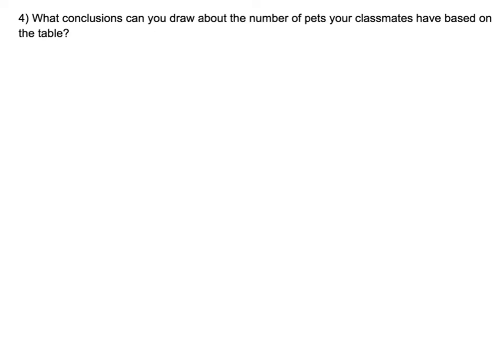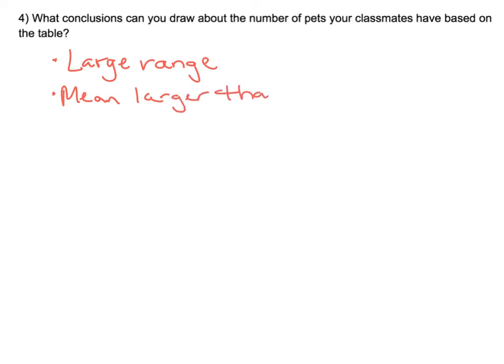So that's something that you can make note of, okay? A large range, and you want to write down that means that there are some students who have a lot of pets and some that have very few, okay? You also want to note that the mean is larger than the median or the mode, okay? And when that happens, usually that means we have an outlier, okay?